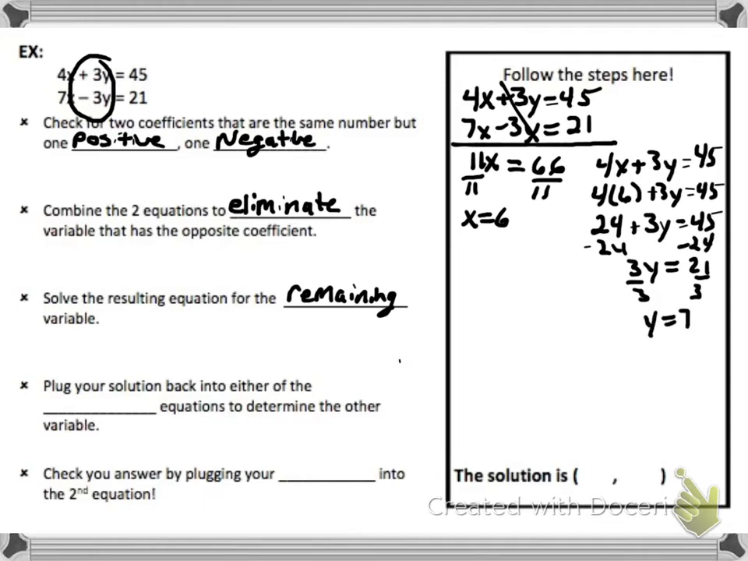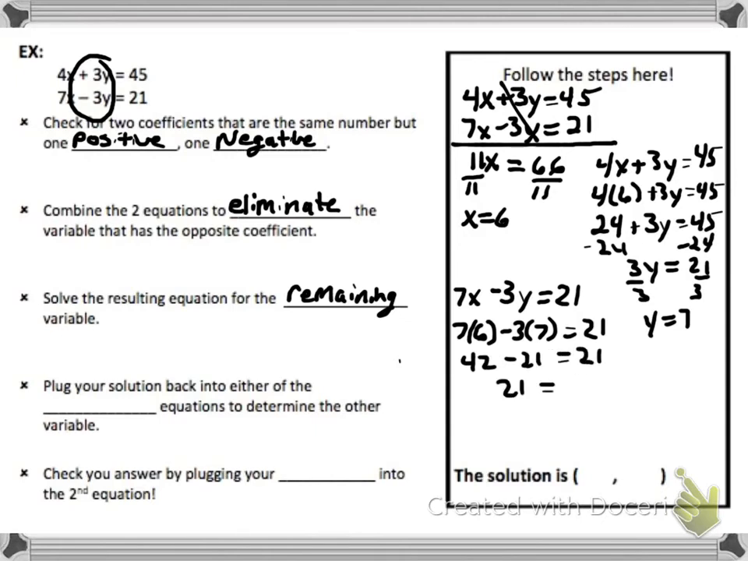Now I'm going to take these two values, x equals 6 and y equals 7, and plug them into the second equation, which was 7x minus 3y equals 21. 7 times 6 minus 3 times 7 is 42 minus 21, and 42 minus 21 is 21. So I know that 6 and 7 make both statements true. Therefore my solution is x is 6 and y is 7.